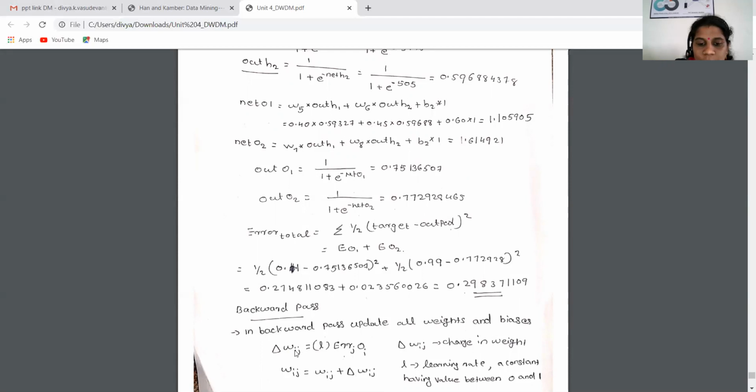Delta of Wij is equal to L into error in j, that is, how much error happened in that particular j. For example, j is 1. If I'm taking this value, error of O1, how much error happened between the output you got and the actual output? That will give you the delta Wij. Whatever delta Wij value you got, you need to add it to the existing Wij. That will be the new assigned weight. Like this for each weight, W1, W2, W3, etc. For all the weights, we need to apply this formula and get the new weights.